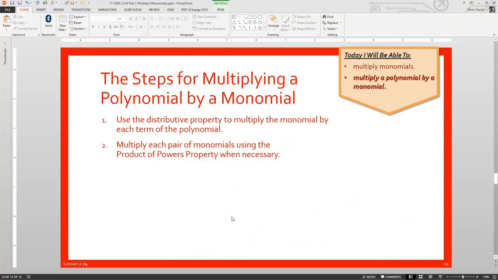So basically, the steps. We use the distributive property to multiply the monomial by each term of the polynomial. And then we multiply each pair of monomials, which we've already done.